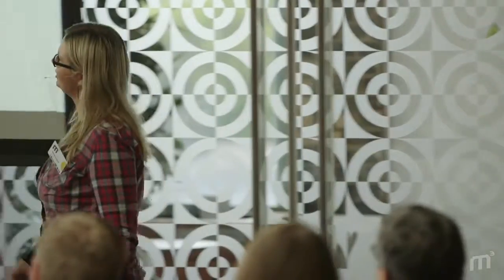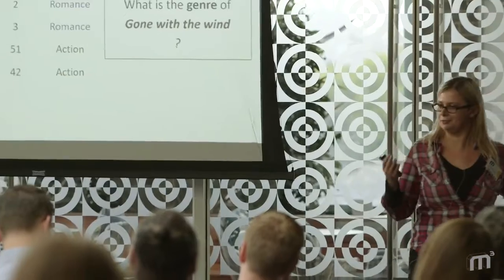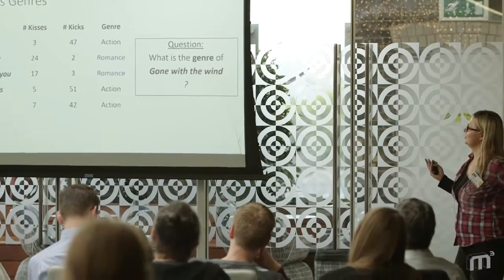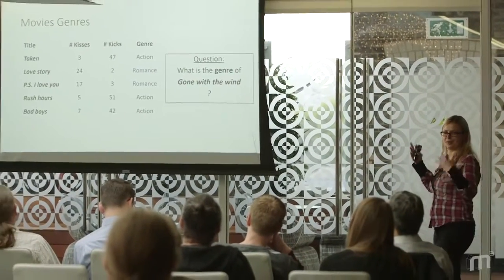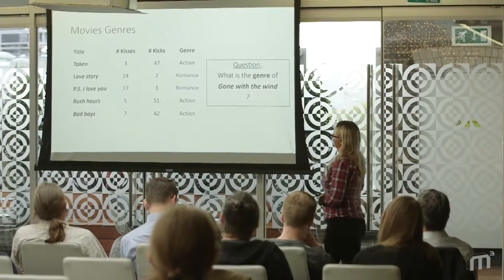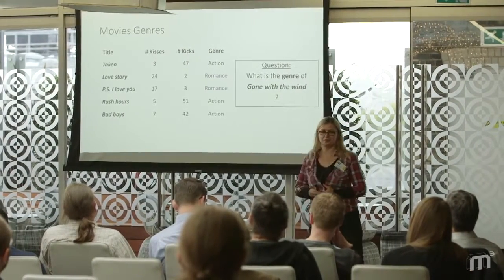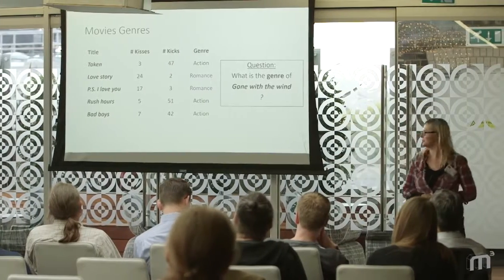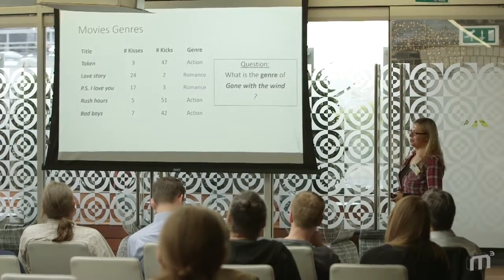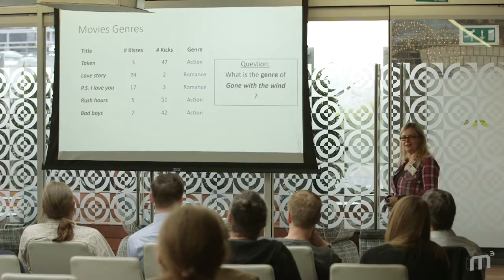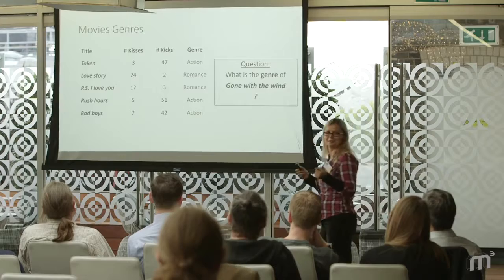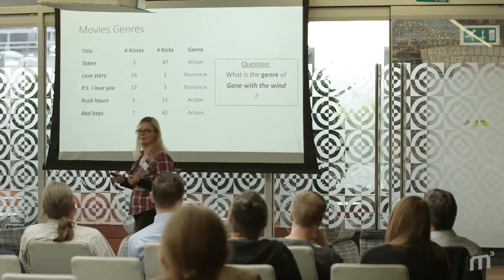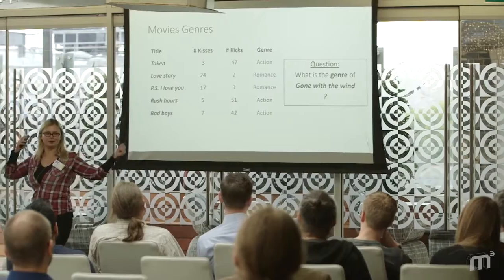So imagine we have a problem. We have a list of 5 movies. We have a title, and someone went through the effort to count how many times people kissed during that movie, how many times there was an action, people kicked. And then they applied the labels, so the genre of the movie. So then we have a question. What is the genre of Gone with the Wind? Any guesses? Come on, action or romance?